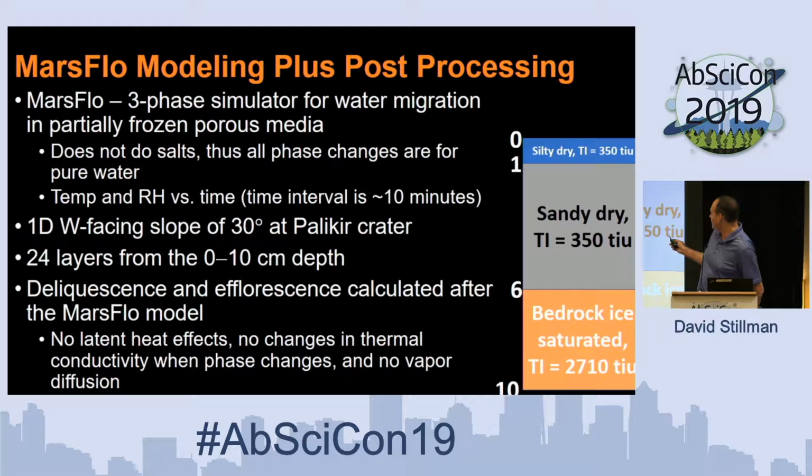In that, we have different geologic zones: a silty dry unit on top, a sandy dry unit, and then a bedrock that would be saturated with ice below that, which provides a lot of water vapor there. Then after we output all this, we go into post-processing where we use the deliquescence and efflorescence to calculate how much brine would actually be there. By doing this and not having it all coupled, we're not accounting for any latent heat effects when you form this liquid. There's no change in thermal conductivity when you have a brine compared to just a dry salt, and there's really no vapor diffusion either.